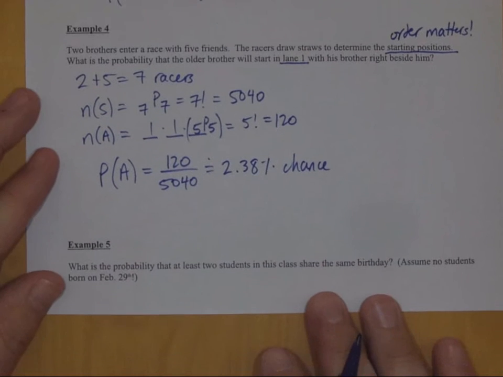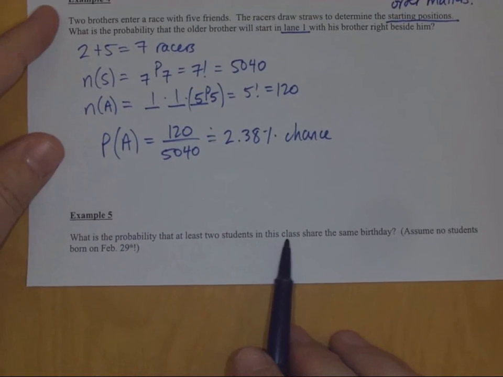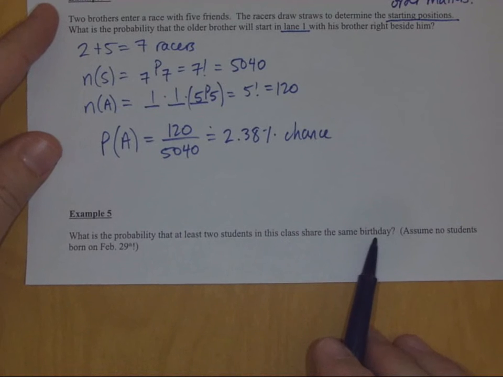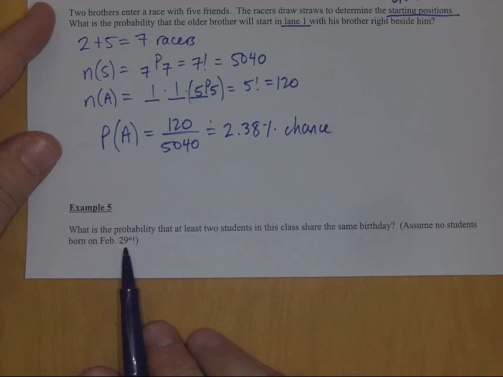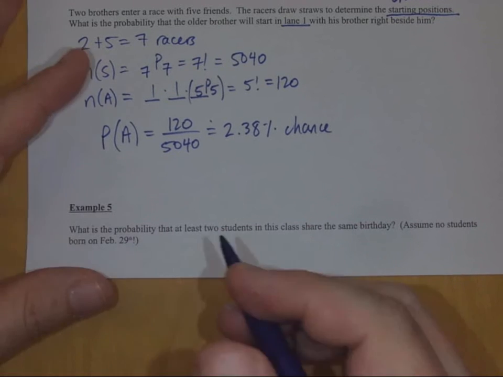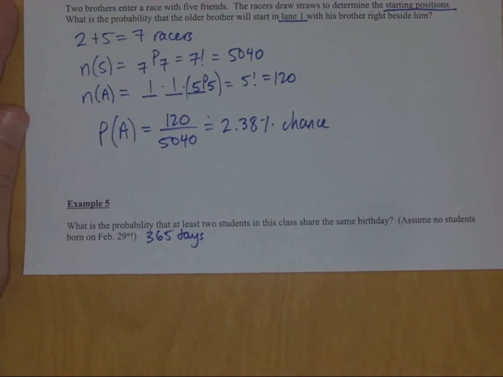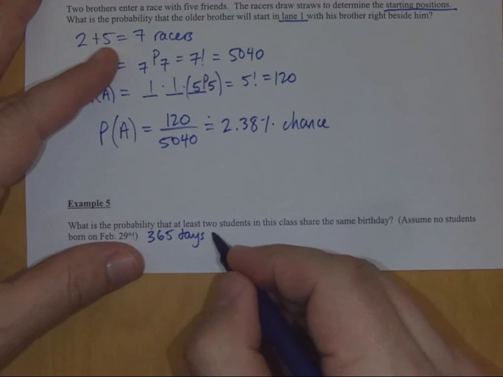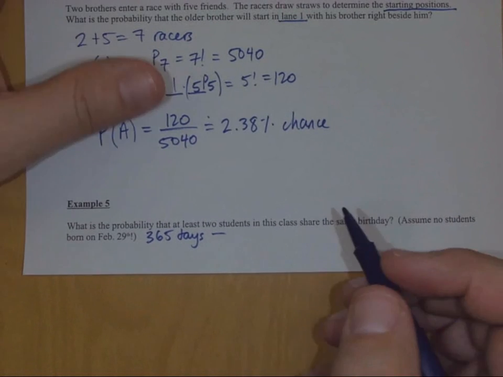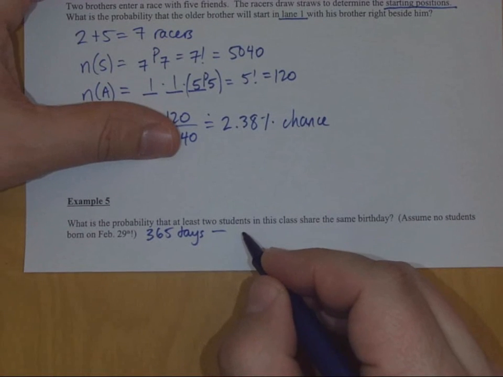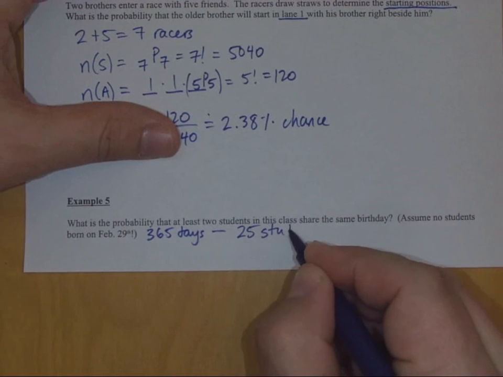And finally, in example 5, what is the probability that at least 2 students in this class share the same birthday? We have to assume, even though we just went through a leap year, that no students are born on February 29th. So that tells me there's 365 days in a year. And you also need to know how many students are in this class. Now, since I have 2 classes and there's 2 different amounts, we are going to say that in either class there are 25 students.